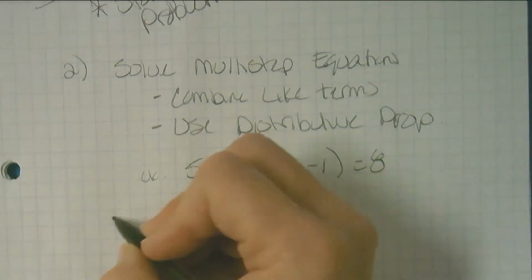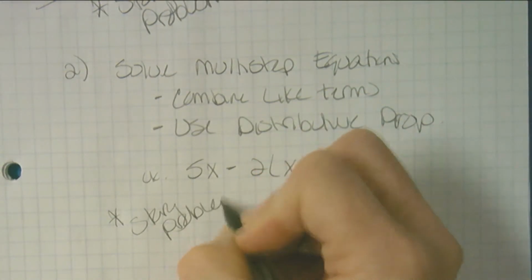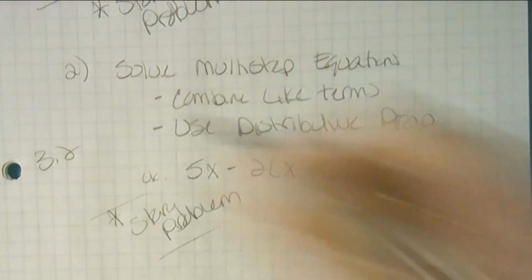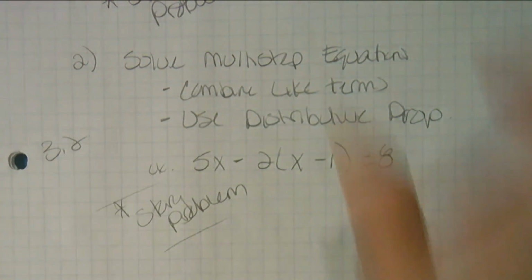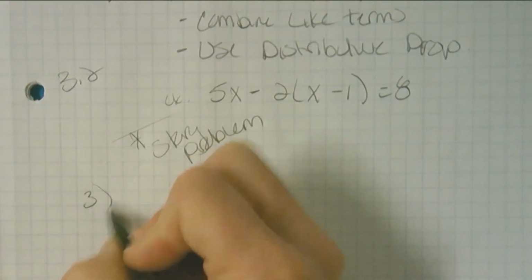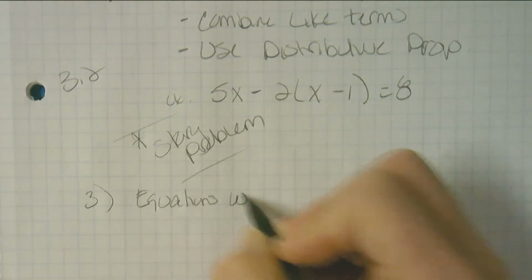And again, I would take a look at story problems here. This is 3.2. Go back to your homework quizzes. I think we've had one homework quiz. I'd go back to that and look at that. All right, the third thing we did was equations with variables on both sides.